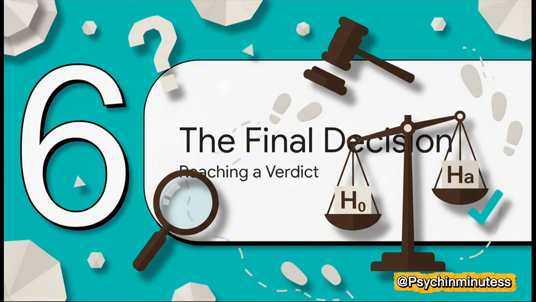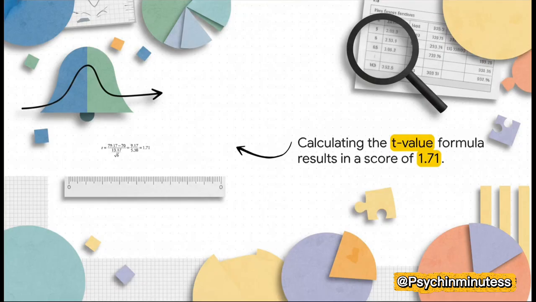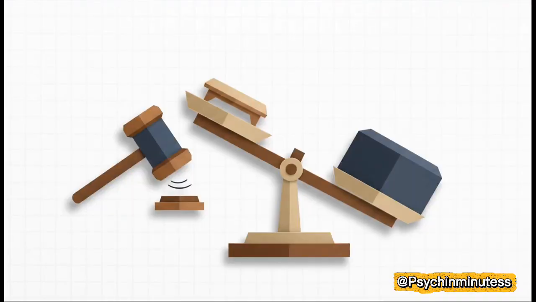Time for the verdict. It's time to bring our detective story to a close. To get the final piece of the puzzle here, we use a parametric test, specifically a one-sample t-test. We plug in our sample mean of 79.17, our target number of 70, and our standard deviation right into the formula. And the result? We get a computed t-value score of exactly 1.71.